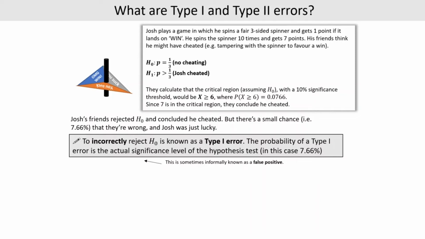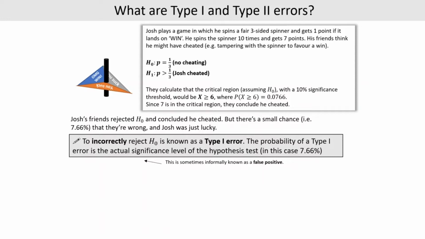When we reject H0 when we shouldn't have, this is known as a type 1 error. When we pull up Josh and tell him that we know he was cheating when actually he innocently got those 7 wins, this is called a type 1 error.